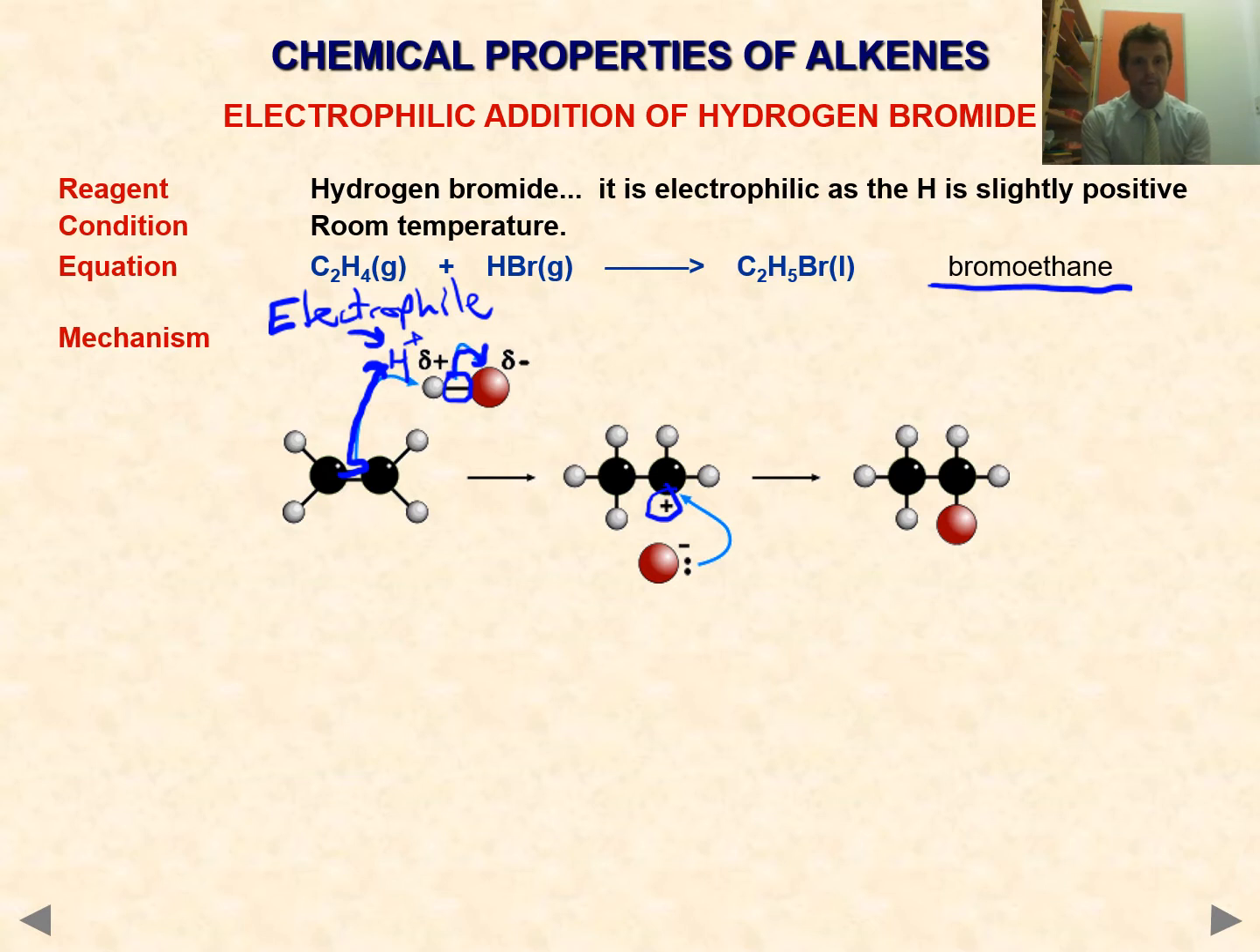And it's going to seek out these electrons. Those electrons are going to serve to create the bond here, and then that creates this carbocation here on the ethane. And then the bromine uses its lone pair to create the new liquid, and we end up with bromoethane.